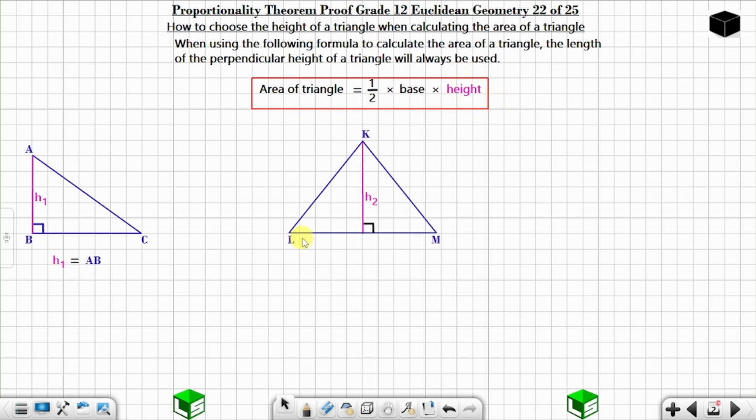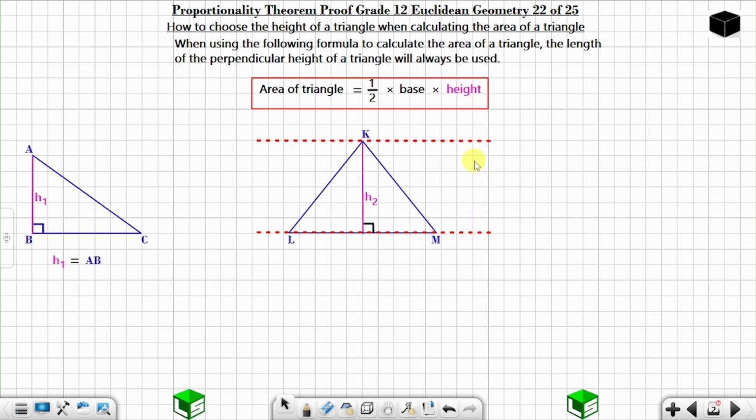Okay, if you draw a line that coincides with the base and you extend it a bit and you draw another line parallel to this line passing through this vertex K, this line perpendicular to this line can also be considered the perpendicular height to be used in this formula, or this line perpendicular to this line, or this line perpendicular to this line can also be considered the perpendicular height to be used in this formula.